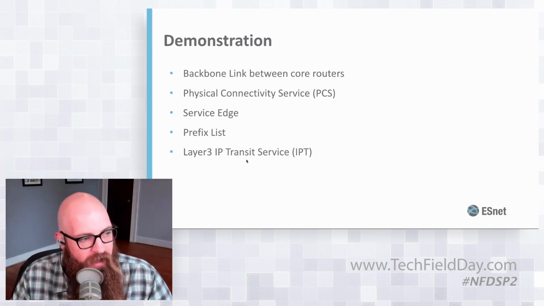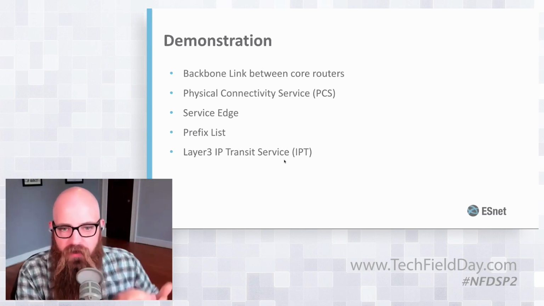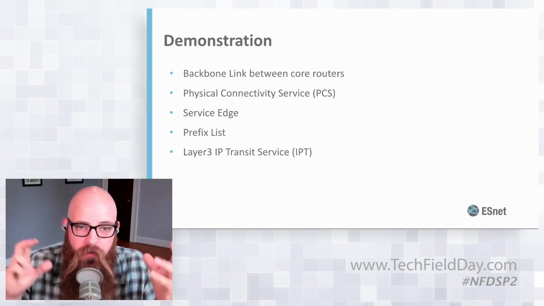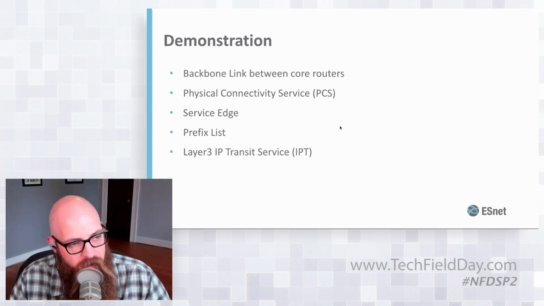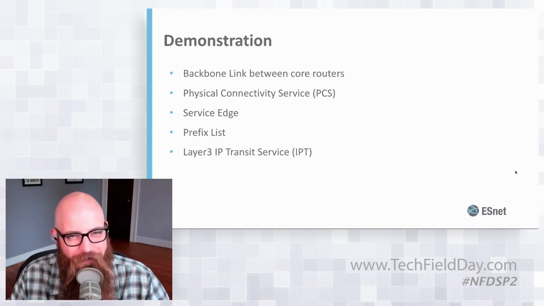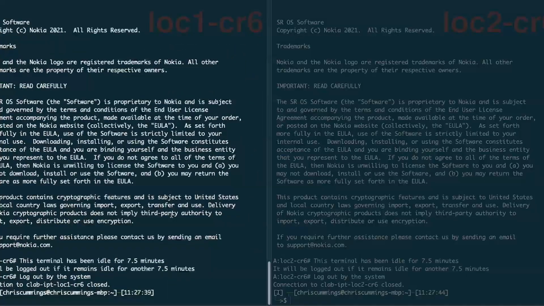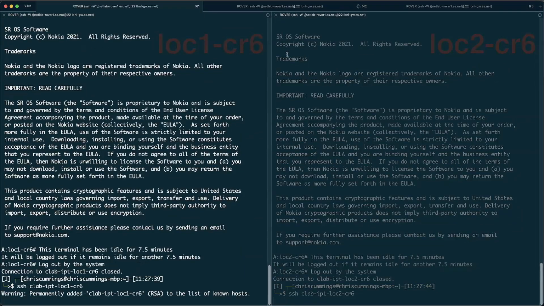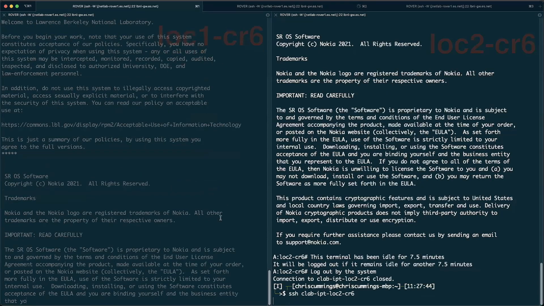And then we have this IP transit layer 3 service that takes those building blocks and components and ties them together. That's one of the strengths of orchestration: you can build these small components and then tie them together into a larger thing. I'm not 100% sure if we'll have time to get here or not, but we'll definitely do the backbone link. So first things first, let me get logged into the routers. Over on the left, you will see location 1 CR6 from that diagram. Over on the right, you'll see location 2 CR6.